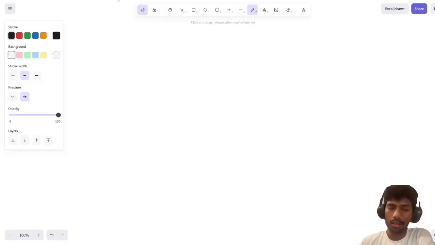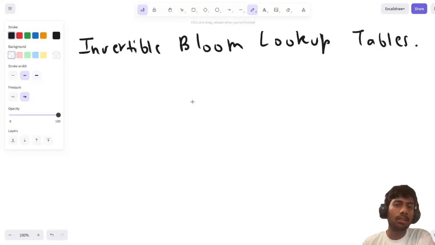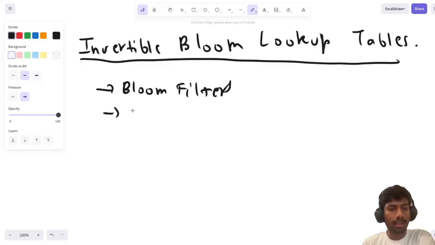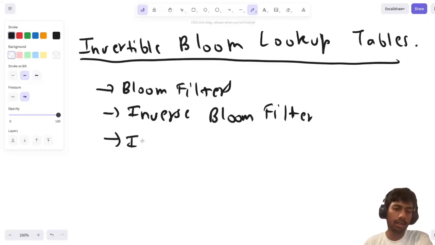So, let's start off today's topic, which is Invertible Bloom Lookup Tables. Before I jump straight to this topic, I will first take you through Bloom filters and inverse Bloom filters, their whats, their whys, their applications, and then we will jump to Invertible Bloom Lookup Tables, or IBLT in short.